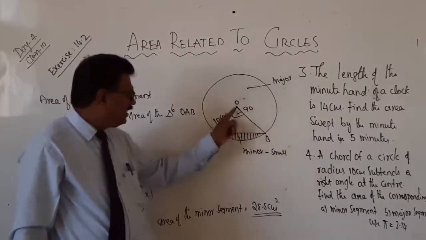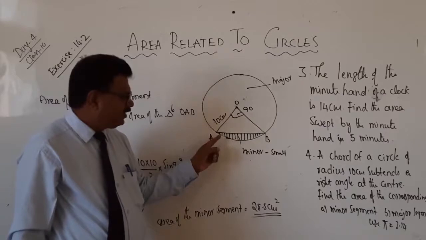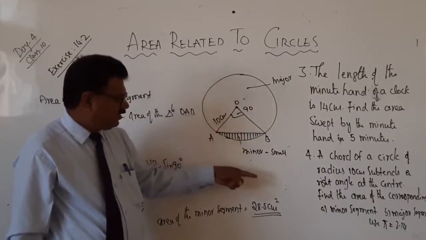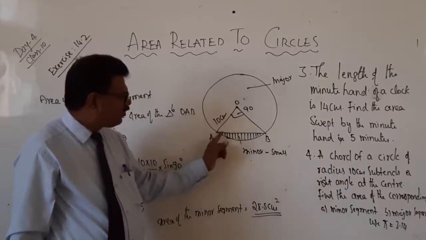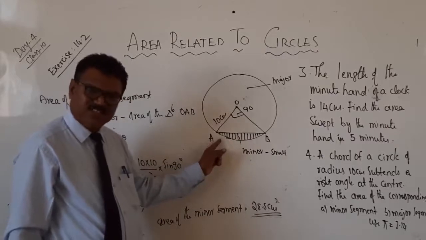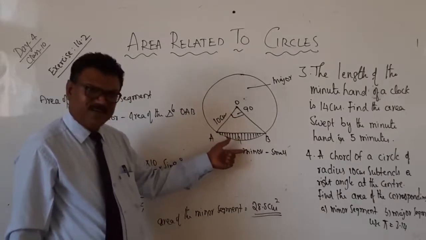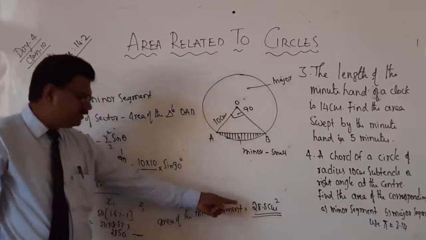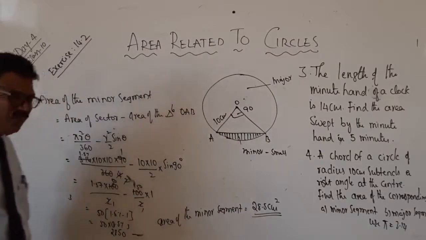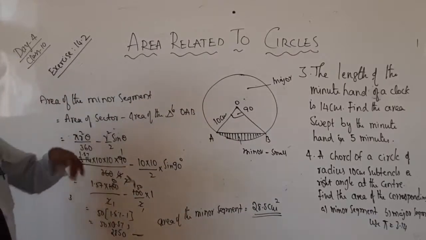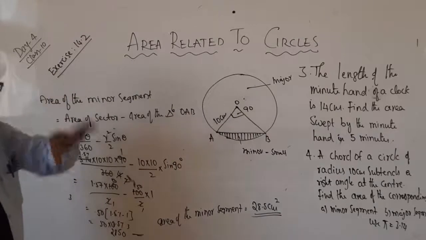Now the radius is 10 centimeter. Now at right angle triangle. Now find the area of the corresponding minor segment. Did you understand? So this is the minor segment. So what is the area of the minor segment? 28.5. Is it okay for you? Yes, any doubt please? Very good.